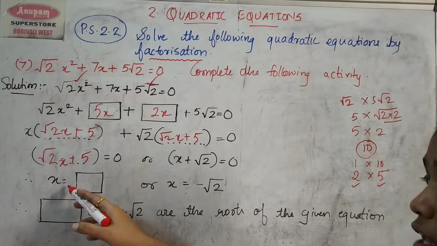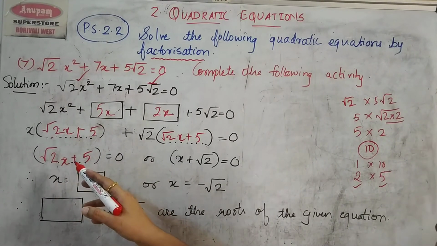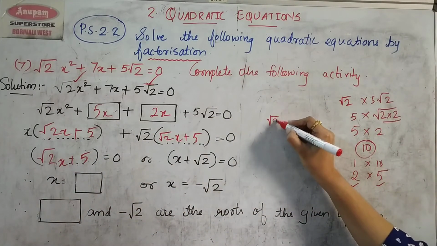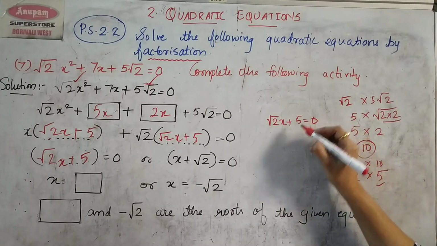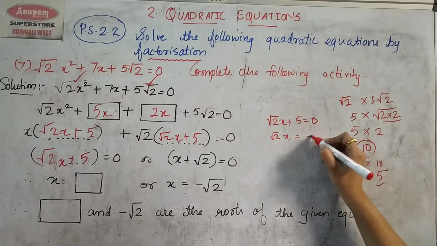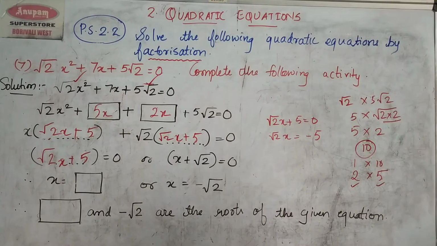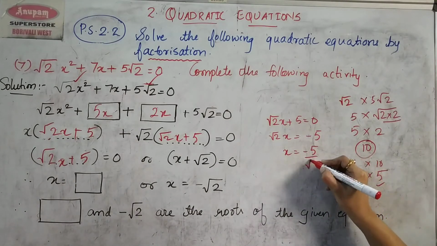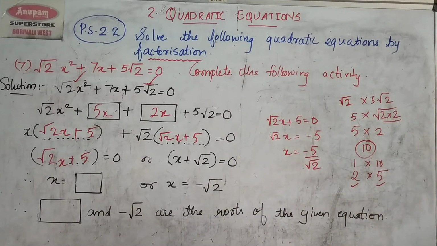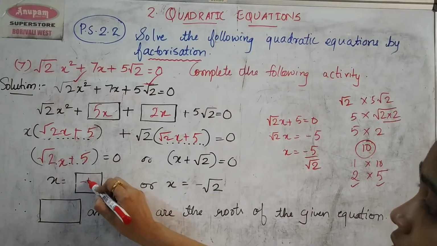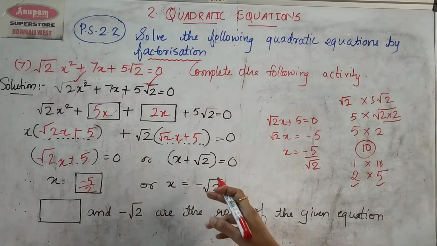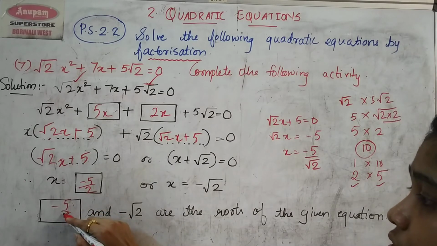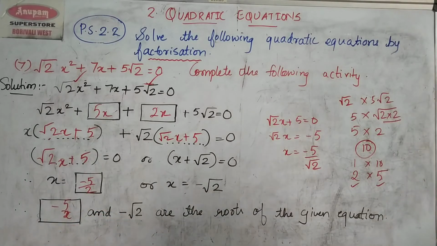Now I want to find out the value of x. How am I going to do that, children? For this I will take the rough. In the rough I will find out root 2x plus 5 is equal to 0. That means root 2x is equal to minus 5, and therefore x is equal to minus 5 upon root 2. This is one answer, so I will write down here minus 5 upon root 2. The second answer they have already written. We have to just write down this answer which we have found out here. So minus 5 upon root 2 is the answer.